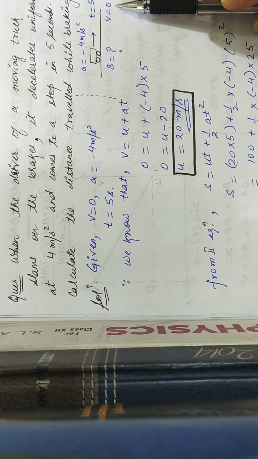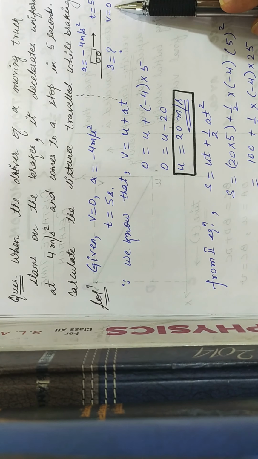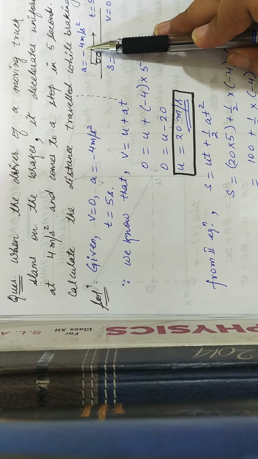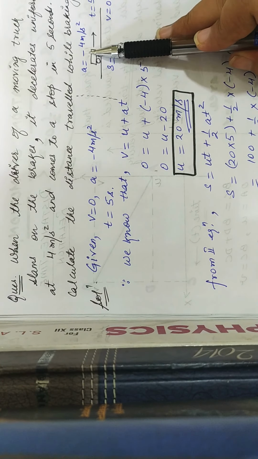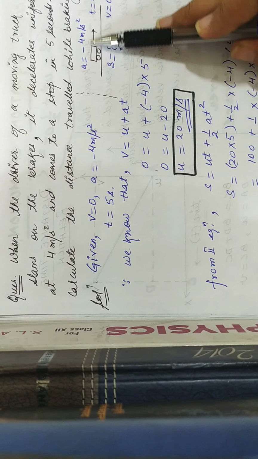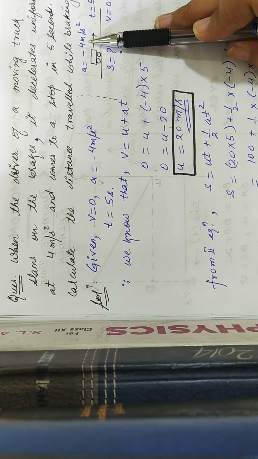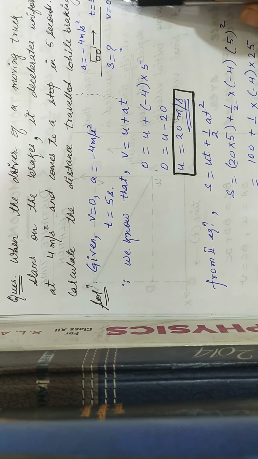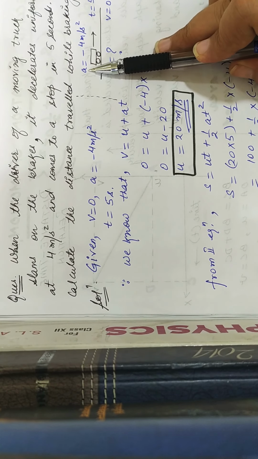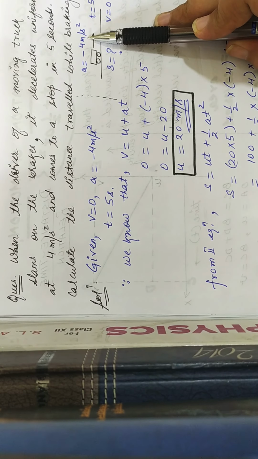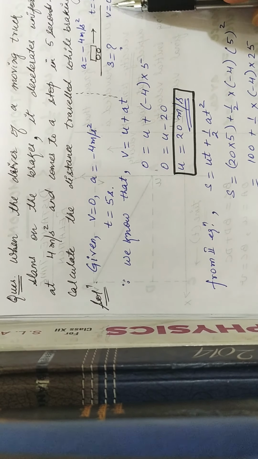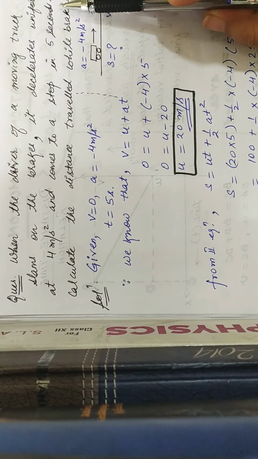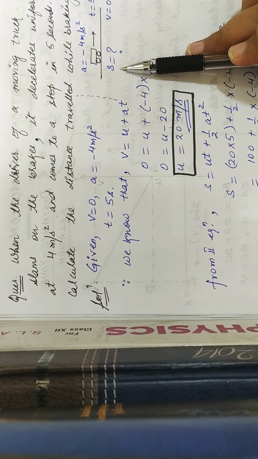So, the final velocity will be 0. It decelerates at 4 meter per second square. So, deceleration is always negative, so a can be written as minus 4 meter per second square. And how much time does it take to stop? It takes 5 seconds. So, we have drawn a simple diagram: acceleration is minus 4 meter per second square, time is 5 seconds, final velocity v is 0. And we have to calculate the distance traveled.